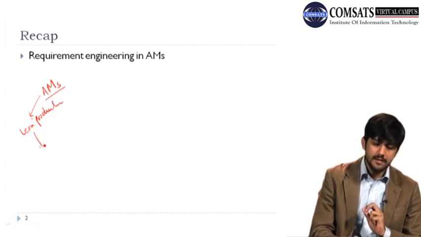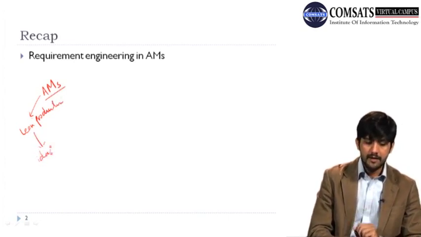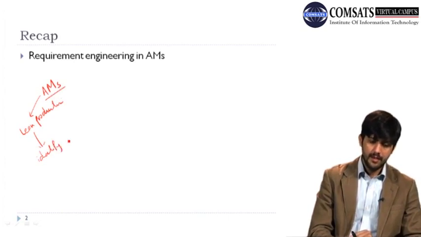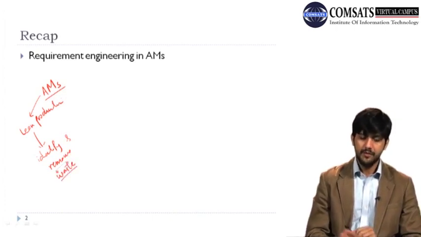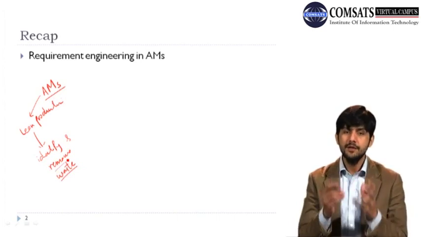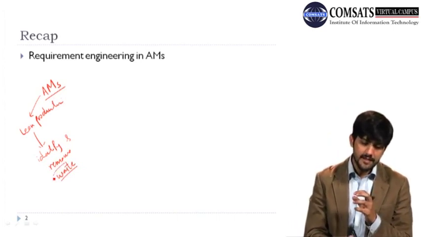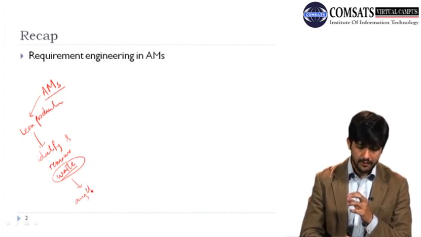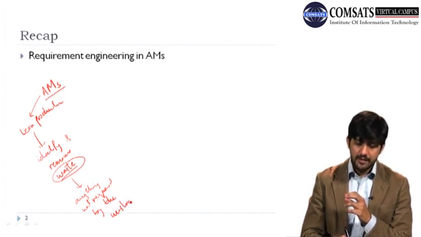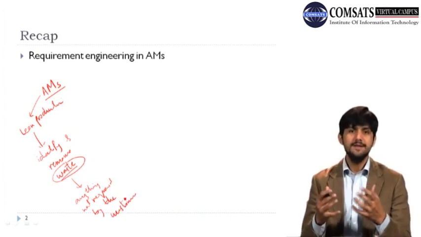And lean production says that we identify and remove waste from product development. And what is the definition of waste? So waste is defined as anything not required by the customer. So anything that the client does not want is a waste.